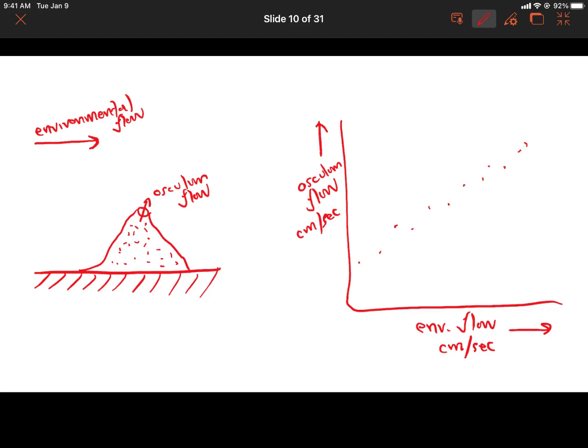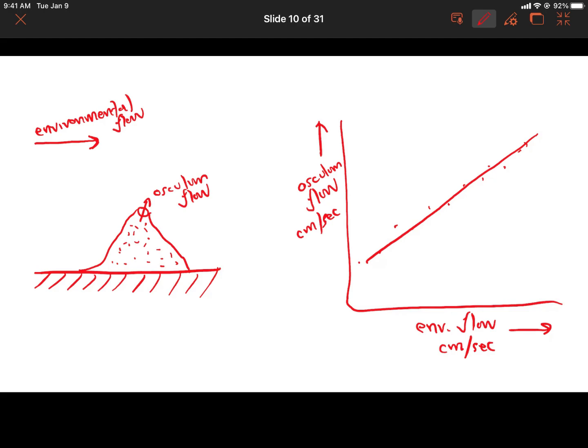Okay, so what it looks like is that if you draw a regression line through it, it explains almost all of the variance in those points. They're almost all basically on that line. So oscular flow is determined in part by the current around that sponge.